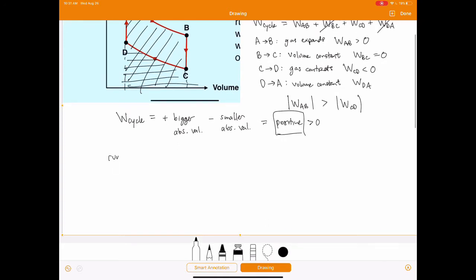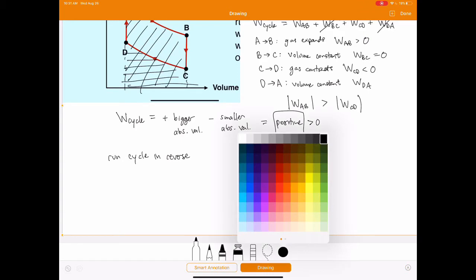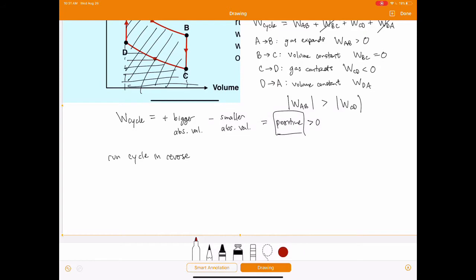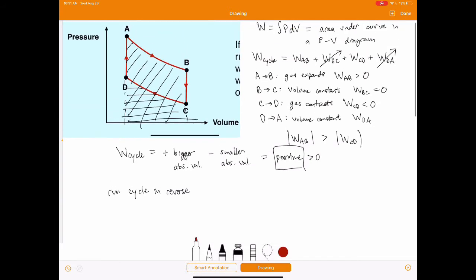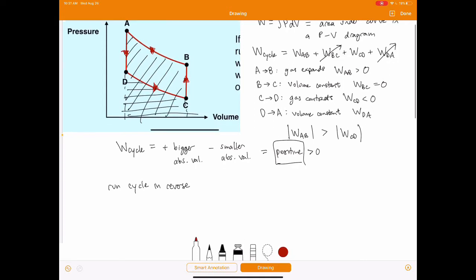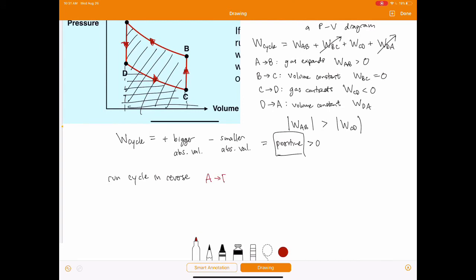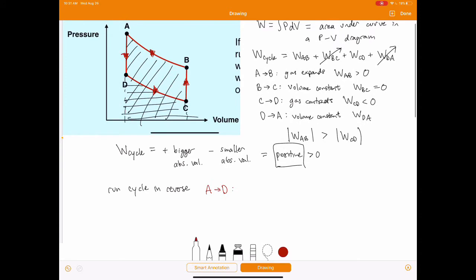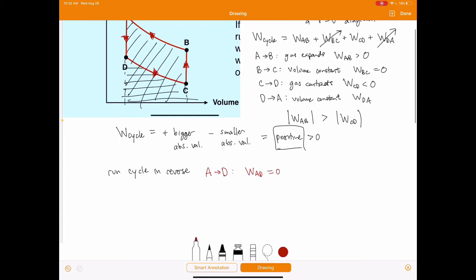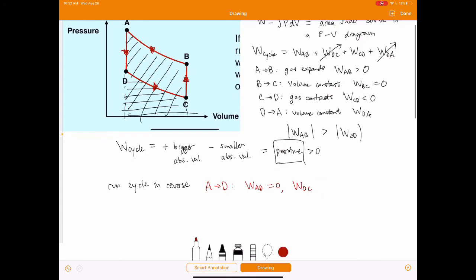Now, if we run the cycle in reverse, here I want you to imagine that we basically flip all the arrows around. Okay, so point this one the other way, and this one too, and this one. So now we're going from A to D to start off. Well, there's still no work there. And then we're going from D to C. So the gas is now expanding along the curve that takes you from D to C. So that's positive work.